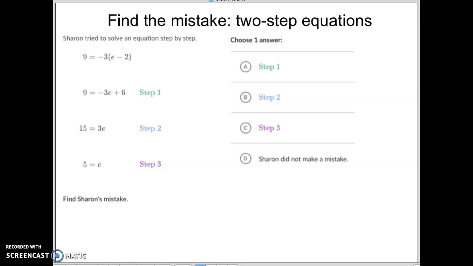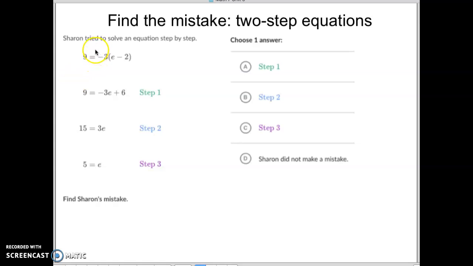All right, here is your next Khan Academy. You need to find the mistake. So they solved a two-step equation right here, as you can see. And in here, there may or may not have been a mistake, and you have to try and find that. So you got to go through and see.